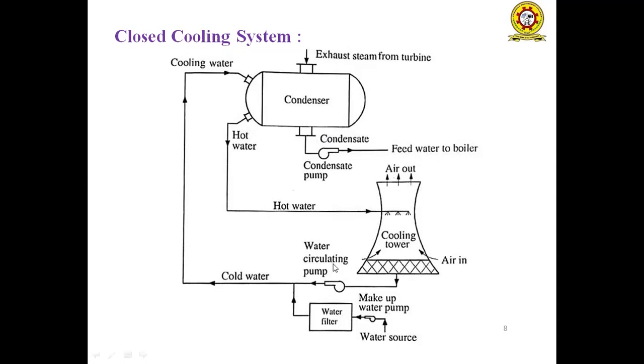Again, makeup water is required, because a large amount of water is required for the condenser. This large amount can be sent from the water sources. From the river source, the water can be collected, filtered, and sent into the condenser. So both the cooling water coming from the cooling tower and the natural sources can be used for the cooling water in the condenser.